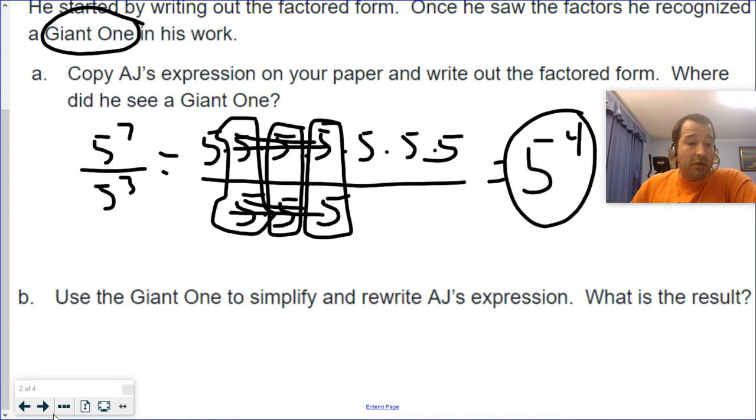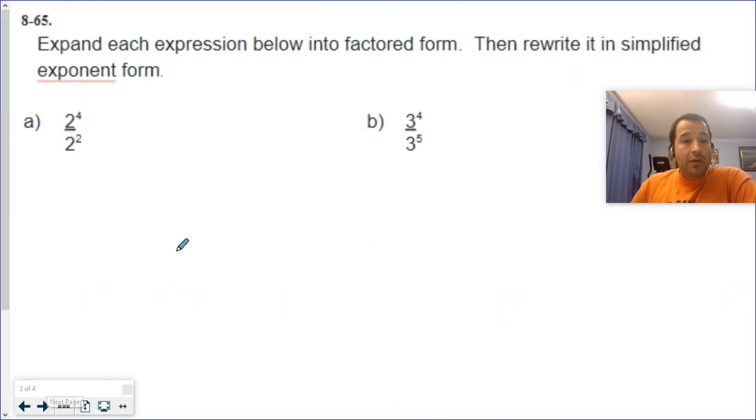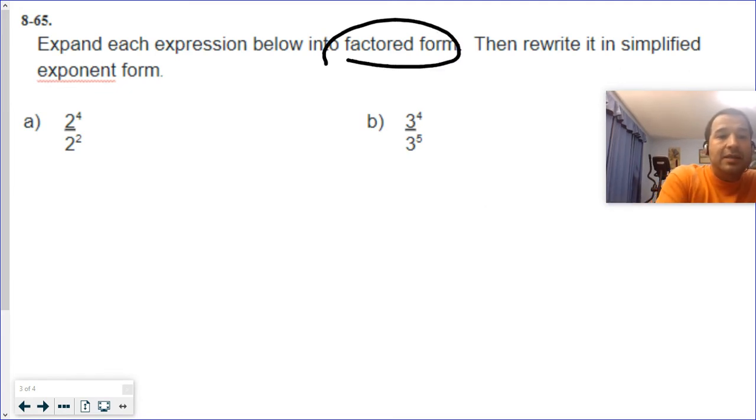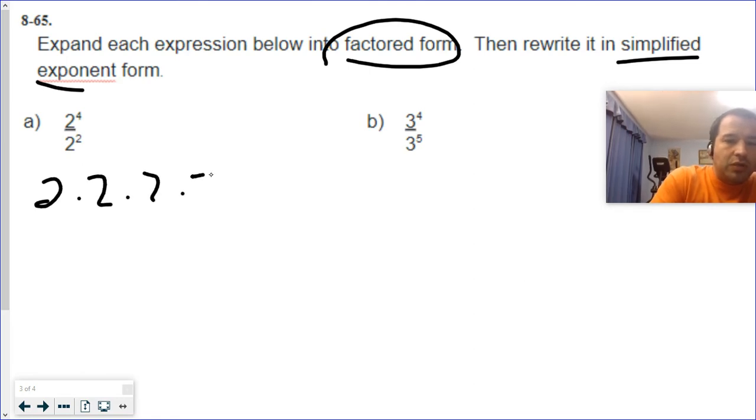Let's try some more problems here. Okay, so here are the next problems. Please write down letter A on your problem. This is 865A. Write it down and let's try it together here. Again, you're going to expand it or write it in factored form and then simplified exponent form. So 2 to the fourth over 2 to the second: 2 times 2 times 2 times 2 over 2 times 2.